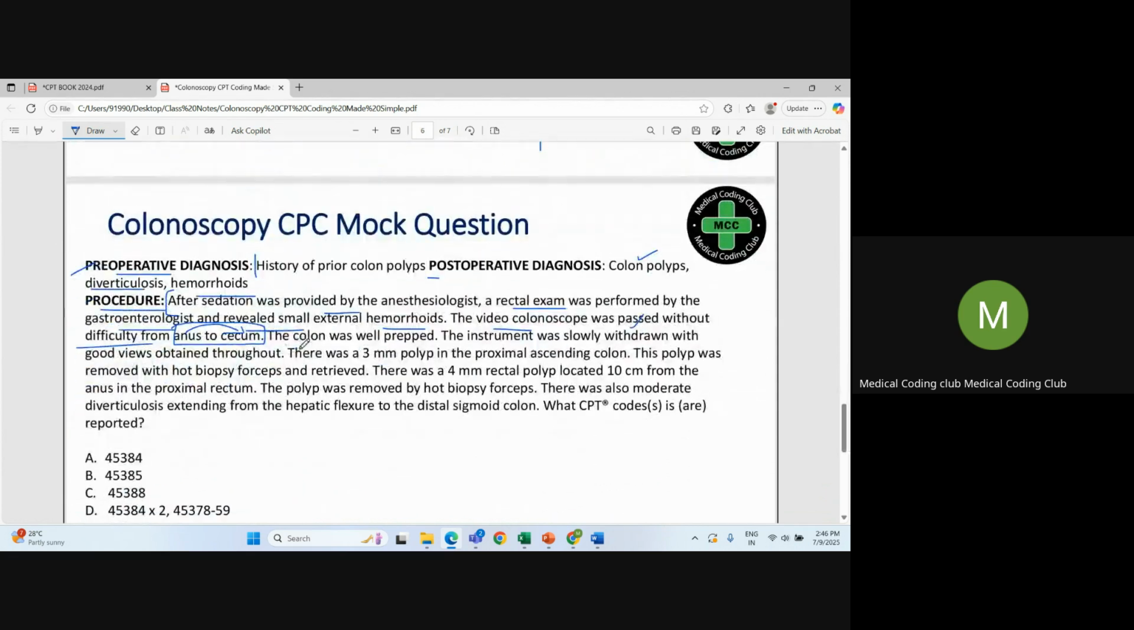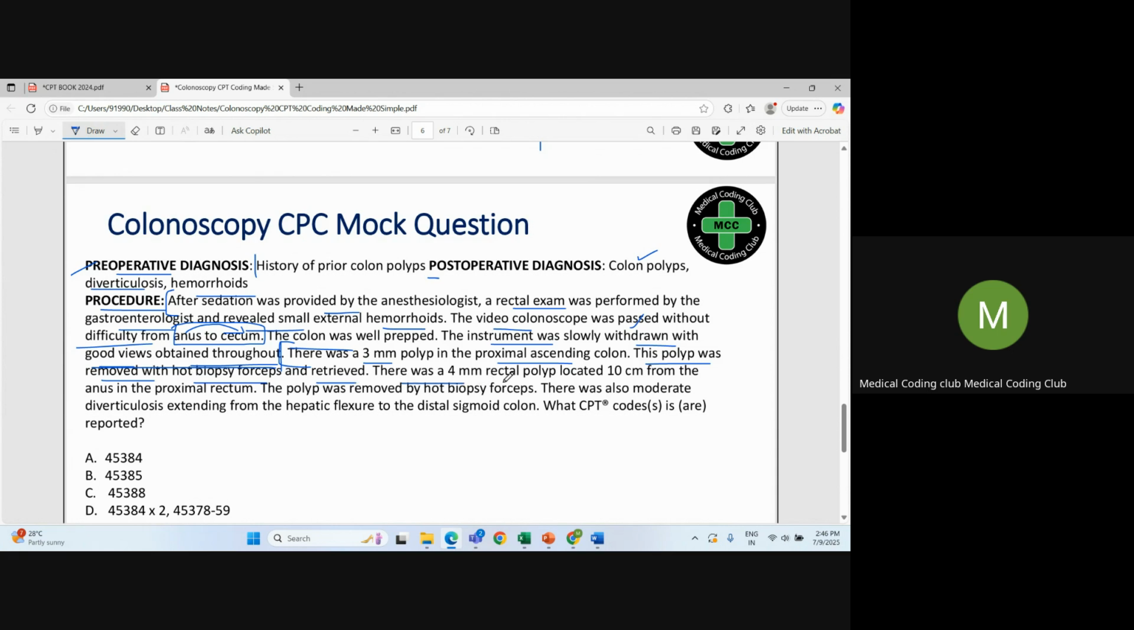Next, the colon was well prepped. The instrument was slowly withdrawn with good views obtained throughout. So that means till this point they are performing diagnostic. They are taking the views and finding out the abnormalities. Further, there was a 3 mm polyp in the proximal ascending colon, and this polyp was removed with the hot biopsy forceps and retrieved.